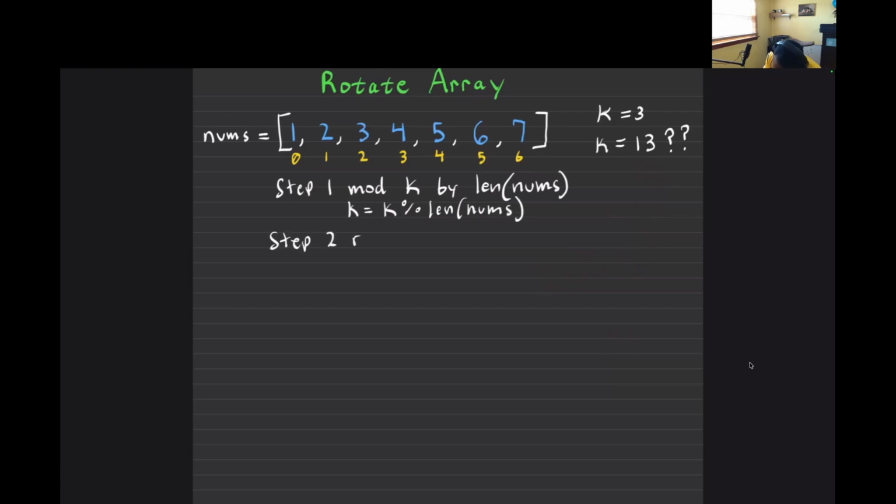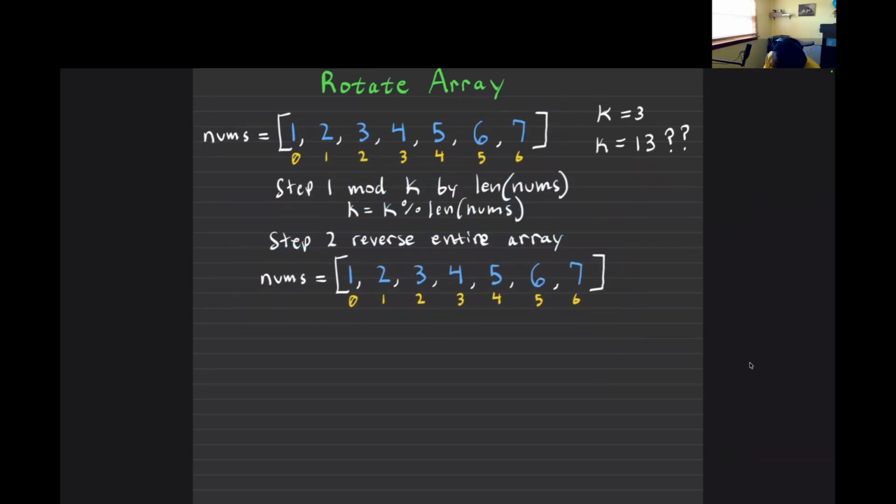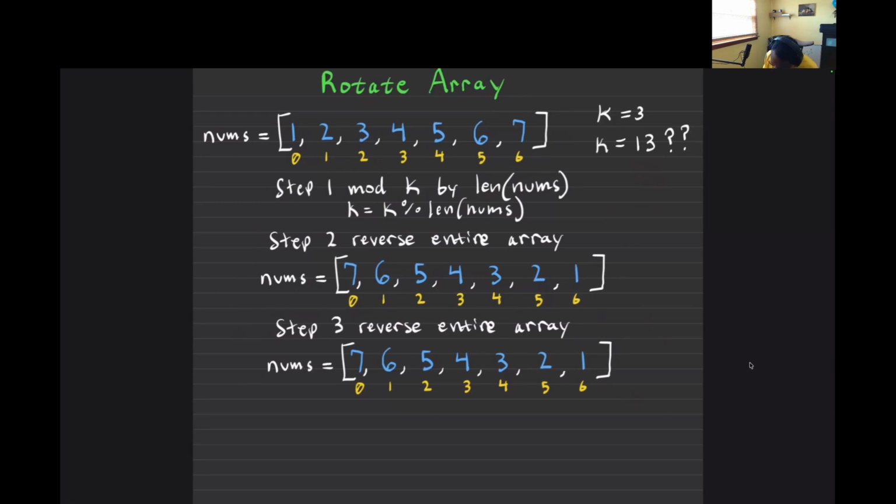Step 2 is to reverse the entire array, okay? And we will just visually do that here. So if we reverse this, go back, okay? So that's step 2. And now we still have to keep going, right? Because step 3, we want to reverse the first K elements, or numbers, whatever you want to call them. So the first K, we'll use this example, the first 3, we want to reverse these. So we just want to reverse all of that, and that will give us this here, all right?